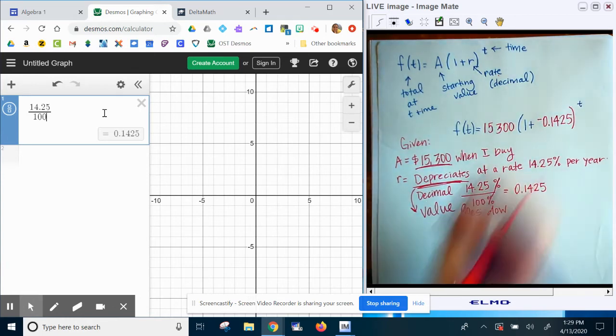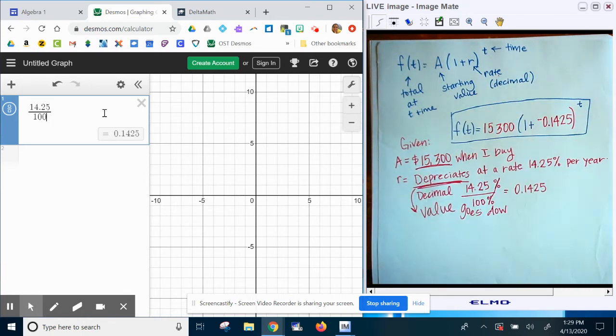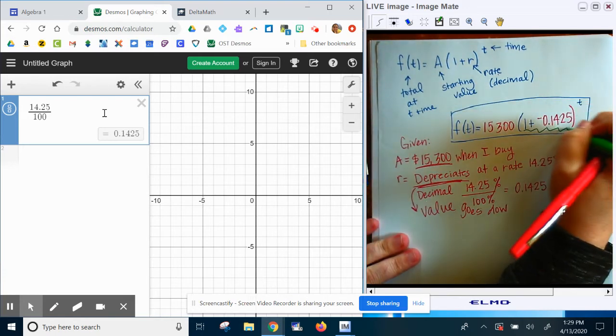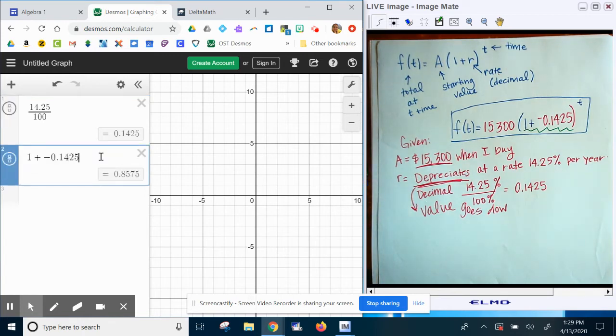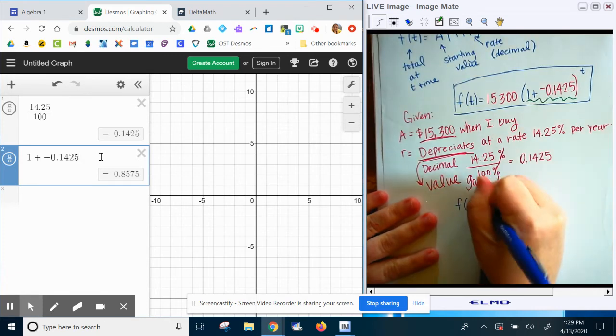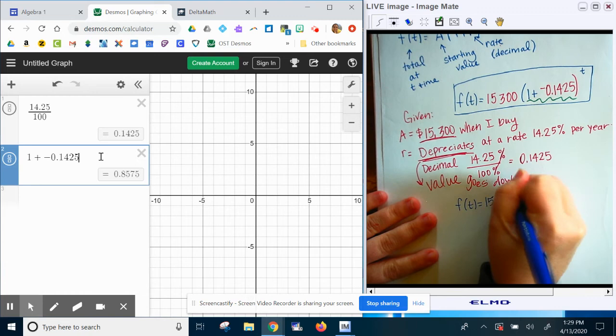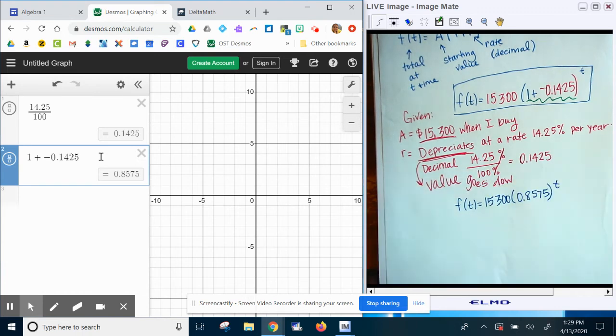Now, I have this equation. I can simplify this if I want. To simplify it, all I would do is take this part right here and combine that and see what I get. So if I do that, I'd have 1 plus negative 0.1425, which gives me 0.8575. So my final equation would be f of t is equal to 15,300 times 0.8575 to the power of t.